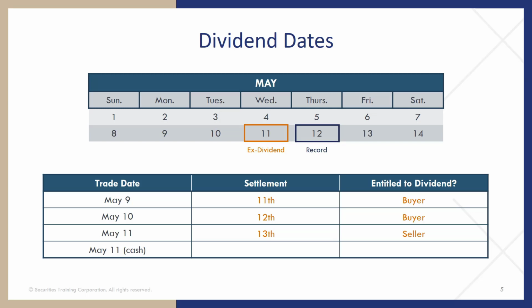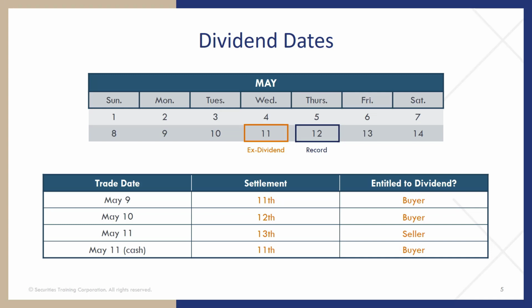And last but not least, a transaction done for cash settles same business day. May 11th, a trade done for cash would settle on the 11th. Therefore, the buyer would receive the dividend. One more thing, if on the examination they use the term trade date or settlement or things like that, and they don't specifically mention cash trade, please assume they're referring to regular way transactions or regular business.